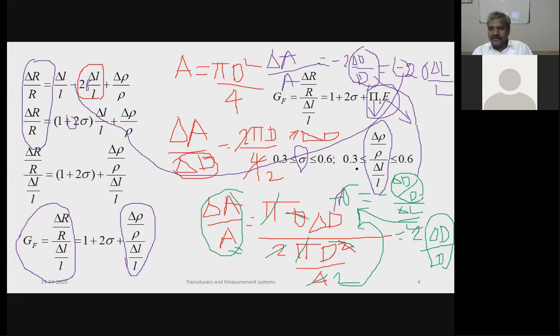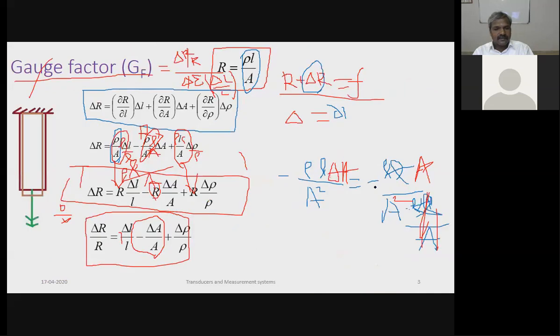This value lies between 0.2 and 0.6. Sorry, not 0.3, 0.2 and 0.6. So this value is very, very small when compared with these two. So we can neglect these values, the entire values, from this expression. So the gauge factor is simply delta R by R divided by delta L by L. So this is a very important derivation. Let us once again revise this.